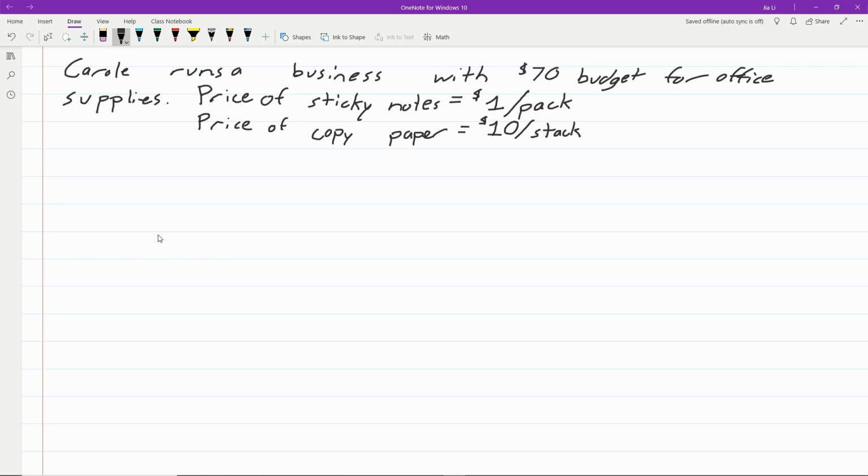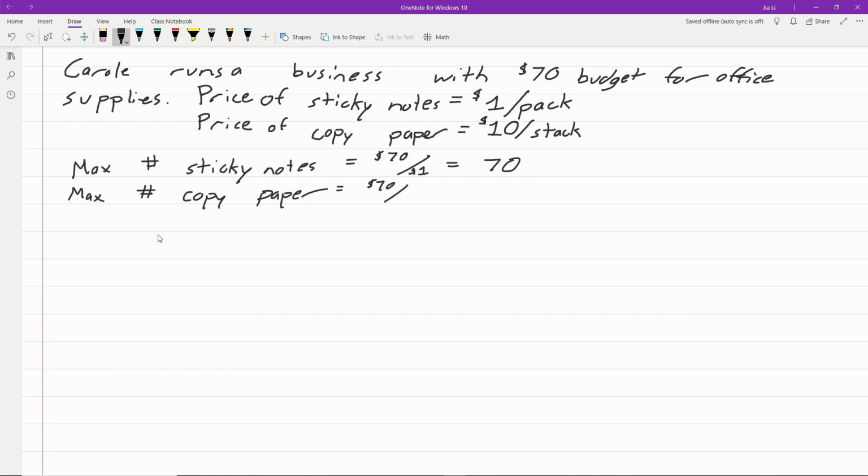So in this case, max number of sticky notes that she can buy with a $70 budget. It's quite simple. That's just the $70 budget divided by the $1 per pack of sticky notes. So 70 packs. And then max number of copy paper that she can buy is the $70 budget divided by the $10 per stack of copy paper. So of course that just becomes 7, right?